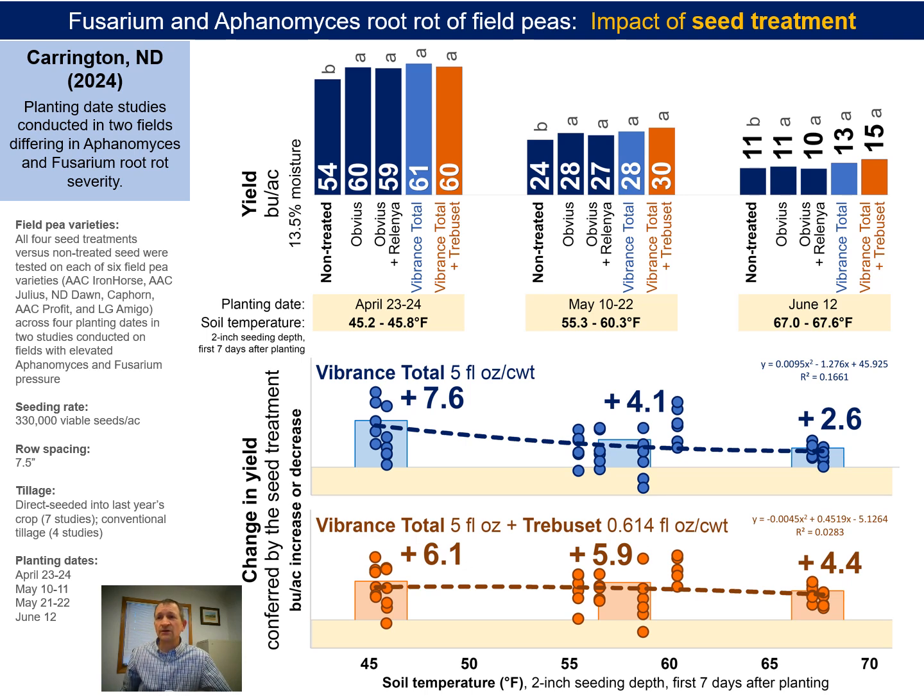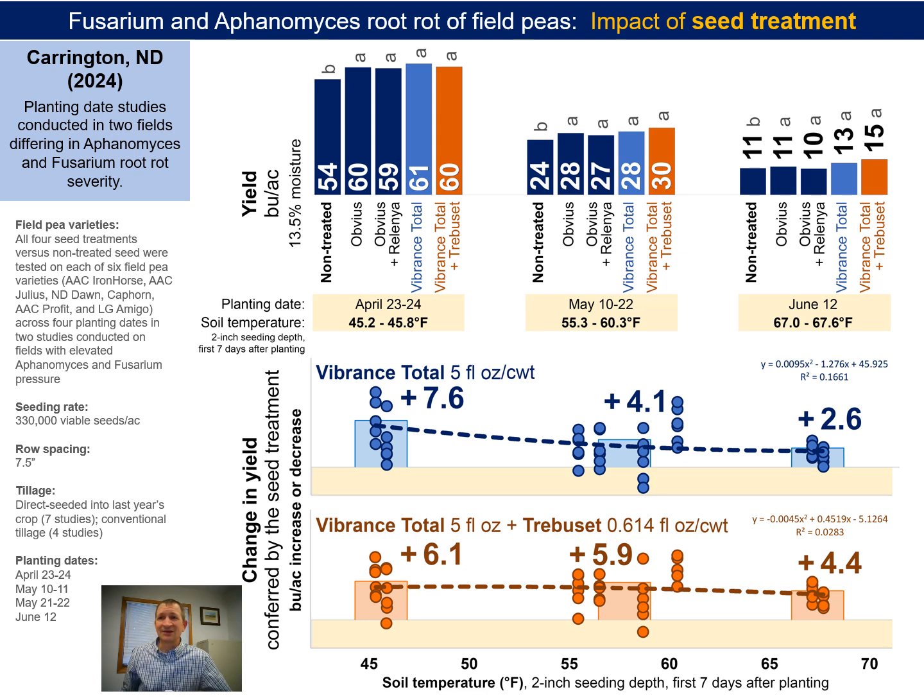So really you're better off saving your money, just using that base seed treatment, in this case the Vibrance Total, and planting early. And likewise with Obvious. You use the Obvious, you save your money on the Rolania, don't bother with it. Just make sure you plant early. And same thing with the Vibrance Total. Just plant early if you know you have Phytophthora, Aphanomyces, or Fusarium pressure.